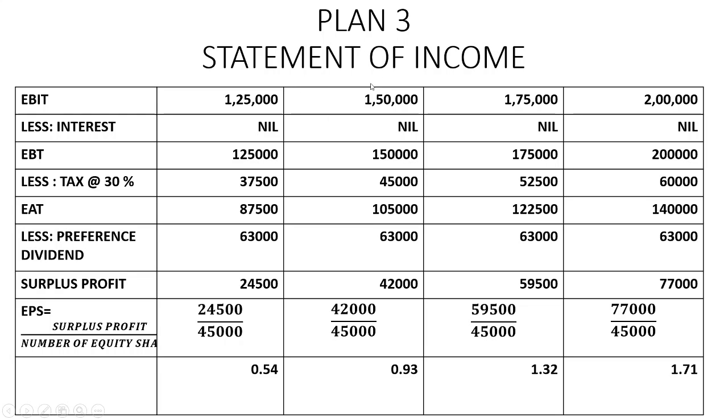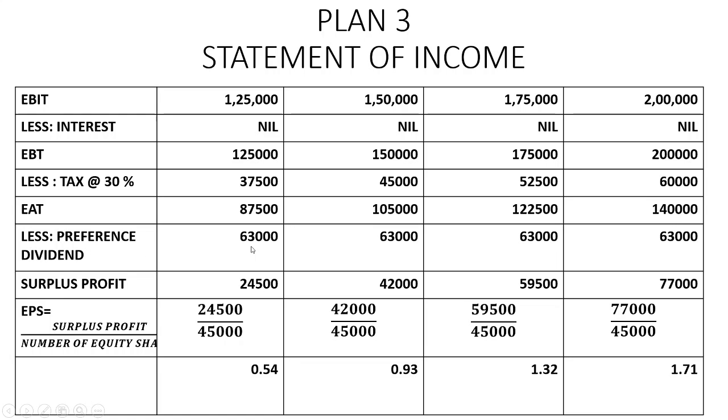We have to prepare the statement of income. So EBIT is the 4 different EBITs which are given. In this case, plan 3, the firm is planning to issue equity shares as well as preference shares. 4,50,000 will be raised by equity shares and remaining 4,50,000 will be raised by preference shares, that is 14% preference shares. So EBT remains the same. Tax is 30% of that, 37,500, 45,000, 52,500 and 60,000. Earnings after tax is equal to earnings before tax minus tax, 87,500, 1,05,000, 1,22,500 and 1,40,000 less preference dividend.